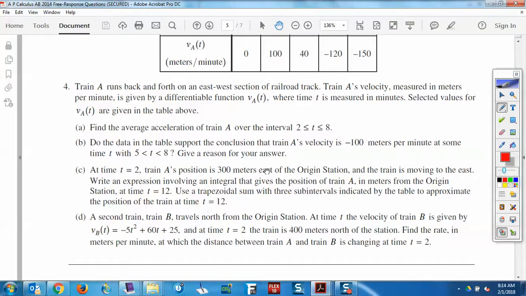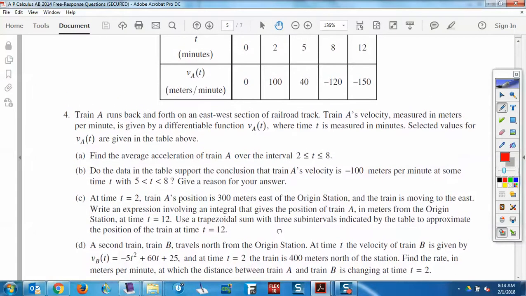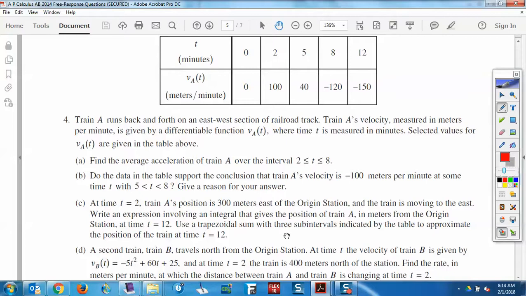Do the data in the table support the conclusion that the train's velocity is negative 100 meters per minute at some time between 5 and 8? This question was really the reason I wanted to look at this too. Why? Intermediate value theorem, the IVT, right? We just talked about it.